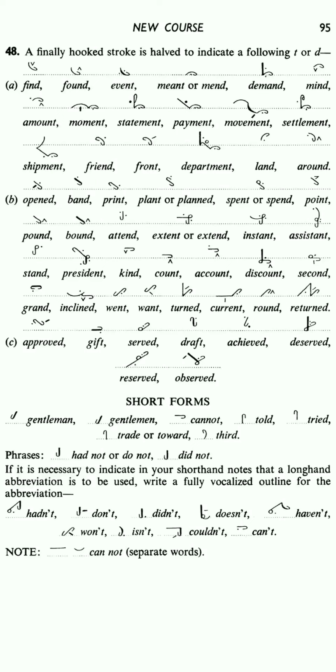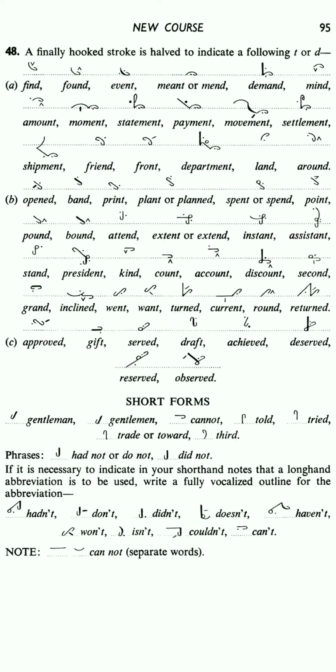Gift. G halved here with F hook on the line. Light dot on the third place of G after it. Served. S circle on the line, starting with upward R halved with V hook, and light dot on the second place of upward R before it.